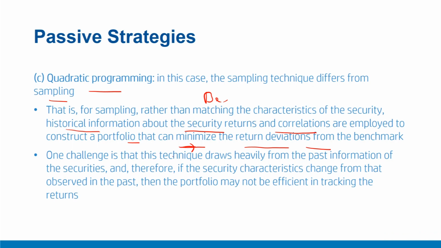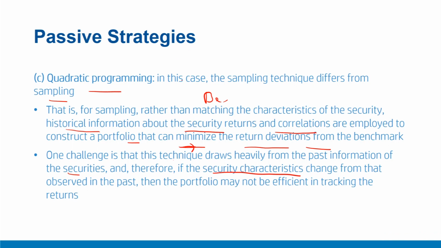One challenge here is that this technique draws very heavily from the past information about security returns and correlation. And therefore, often it has been observed in financial markets that security characteristics change over time. Since the portfolio was built based on the return and correlation information that is historical in nature, the portfolio may not be very efficient in tracking the returns or forecasting the returns of the benchmark. So that remains one challenge.